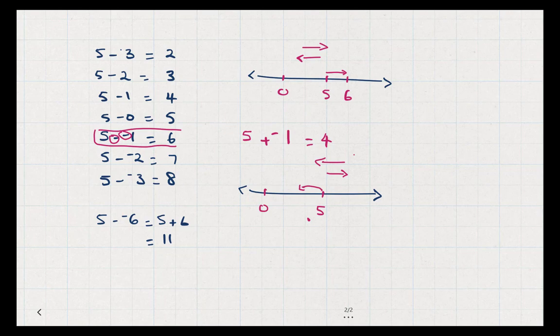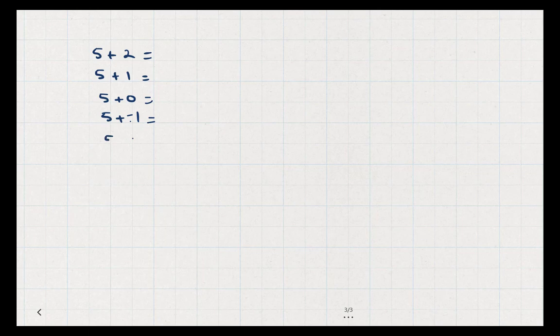Now, continuing our pattern discovery, let's look at what happens with 5 plus 2, 5 plus 1, 5 plus 0, 5 plus -1, 5 plus -2. Now we've already sort of talked about this. 7, 6, 5, looking at the pattern, they're reducing by 1, 4, 3.